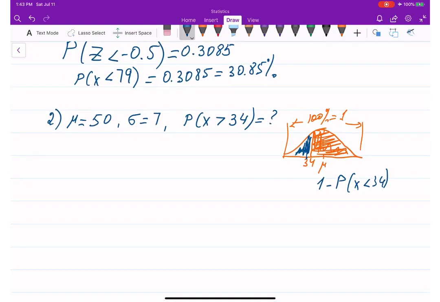Okay, let's do it. So Z-score is equal to my X, 34, minus mean 50, divided by 7. So 34 minus 50 is equal to negative 16, and divided by 7, we are going to get approximately negative 2.29. I'm rounding to 2 decimals because the table shows 2 decimals. Okay, negative 2.29.